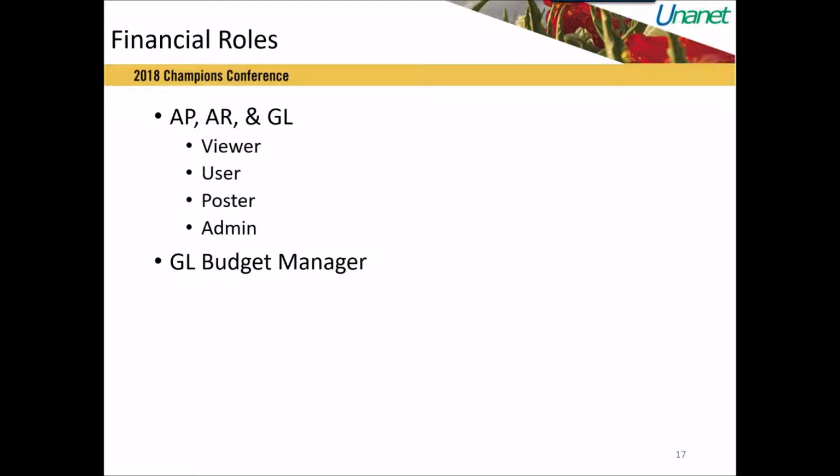So next, let's talk about financial roles. We have at a high level here AP, AR, and GL roles, and within AP, AR, and the general ledger, we have viewers, users, posters, and admin. So for viewer, for example, we have an AP viewer, an AR viewer, and a GL viewer. So as with all roles in Unanet, if you see viewer within the title, it's usually an indication that it grants read-only access. So that's exactly what these roles are doing for us.